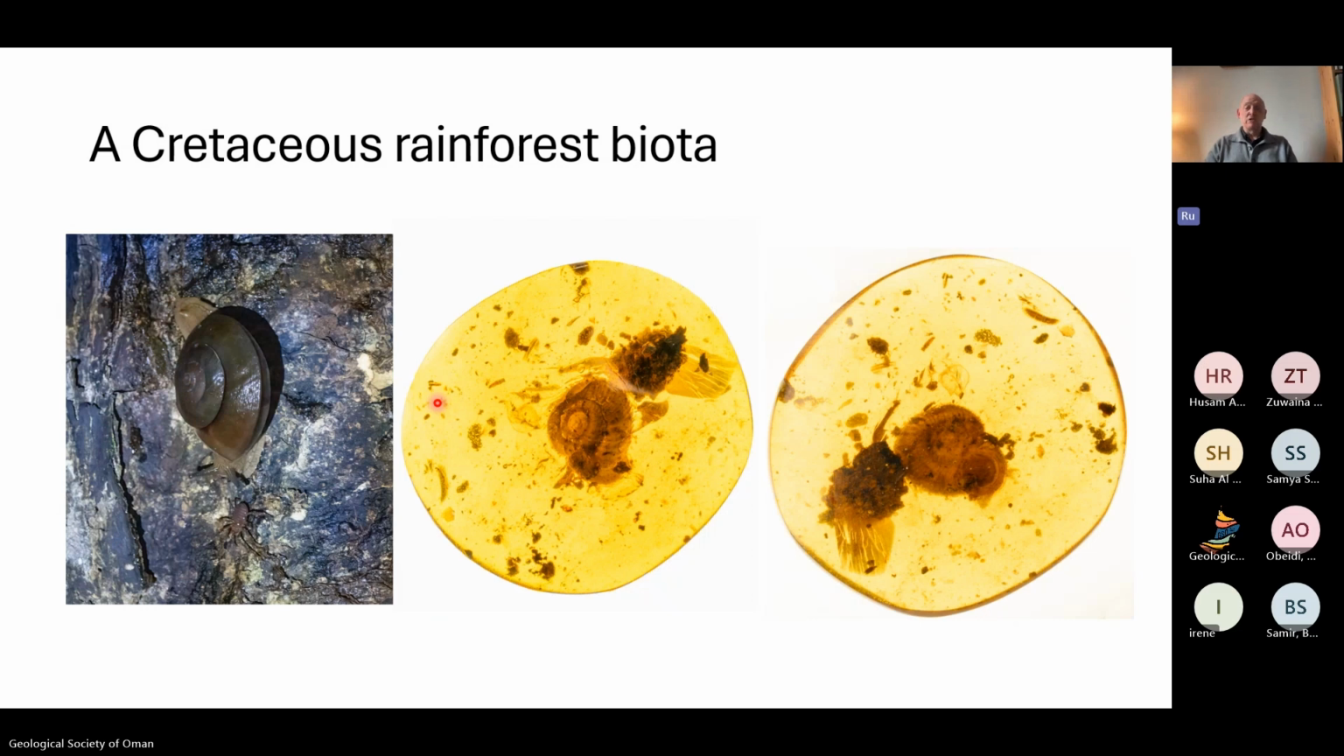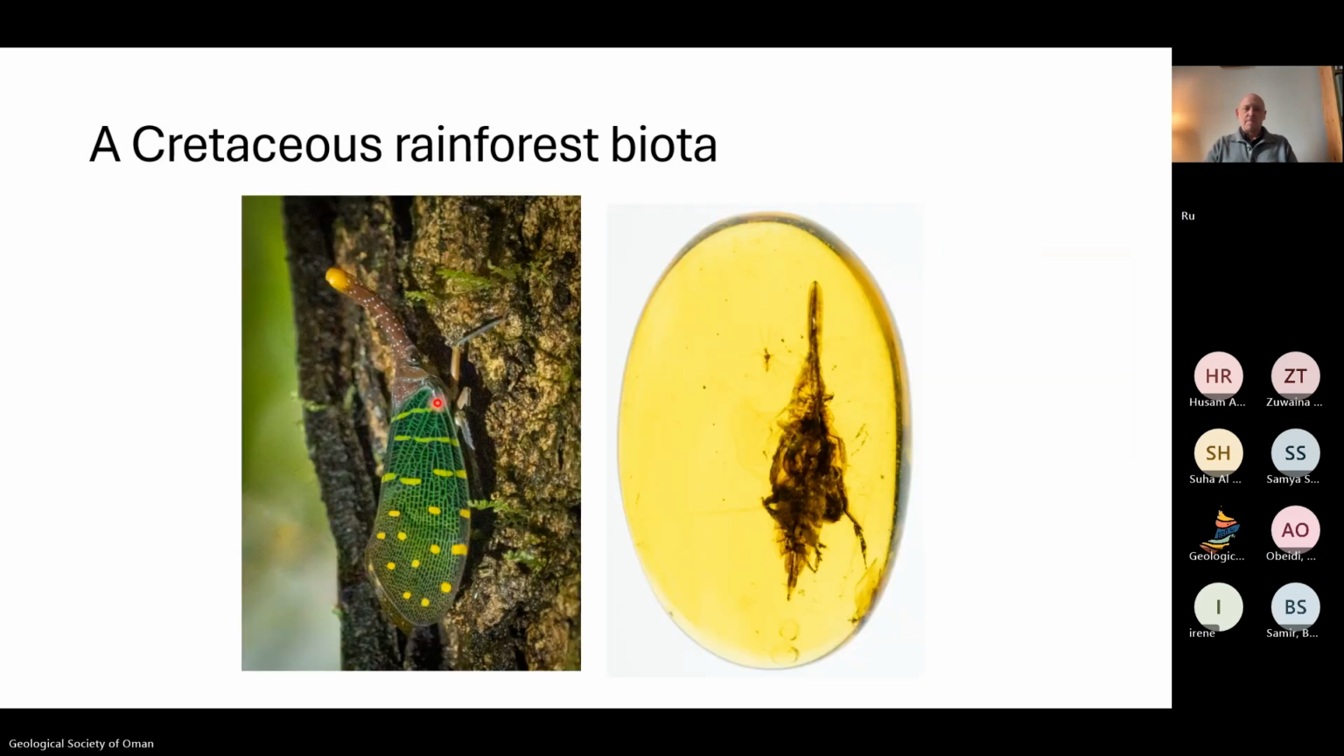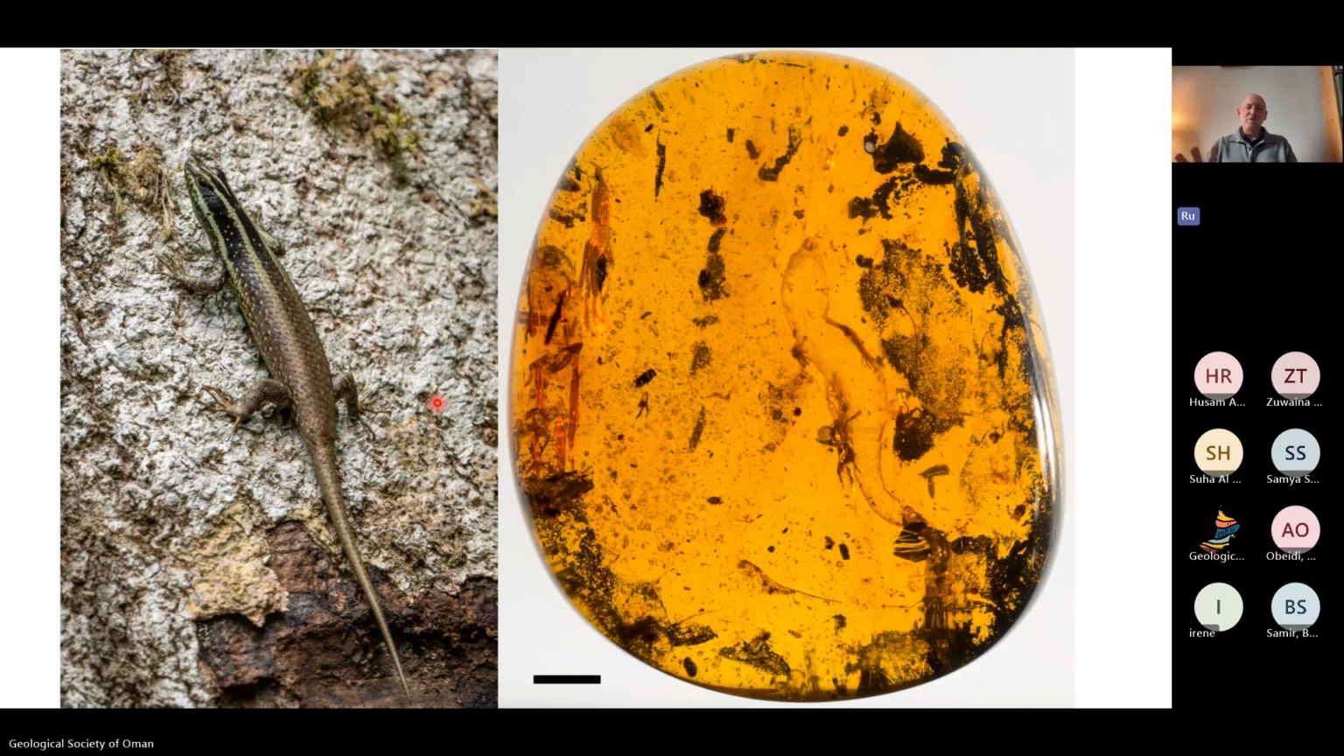There's a snail, a terrestrial snail in the amber there with its operculum. So we go to the next slide. And a lantern bug, modern and very ancient. So beautiful sample. And this is a kind of lizard, a skink. So one from Borneo on the left and one from the Cretaceous of Myanmar on the right. That's something that should be published this year. It's an amazing, complete lizard in a piece of amber. Let's go to the next slide.